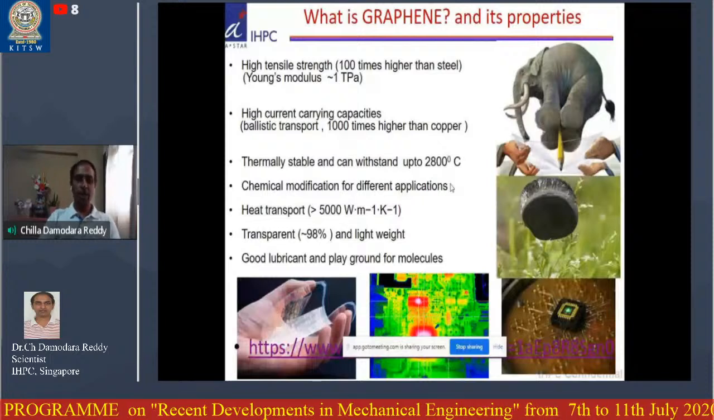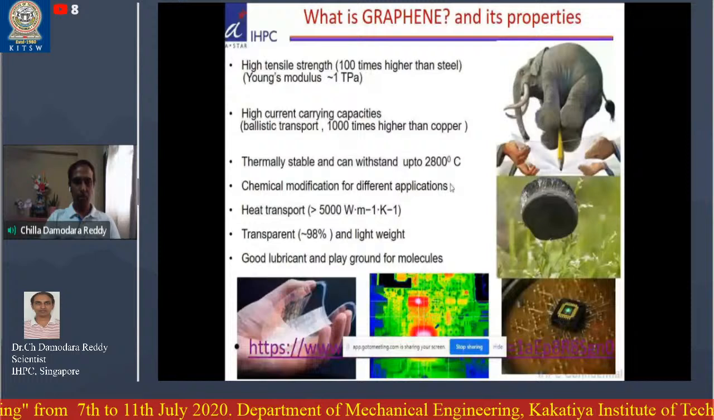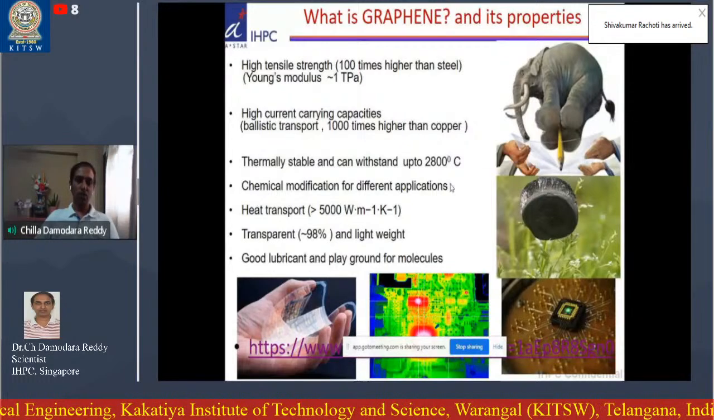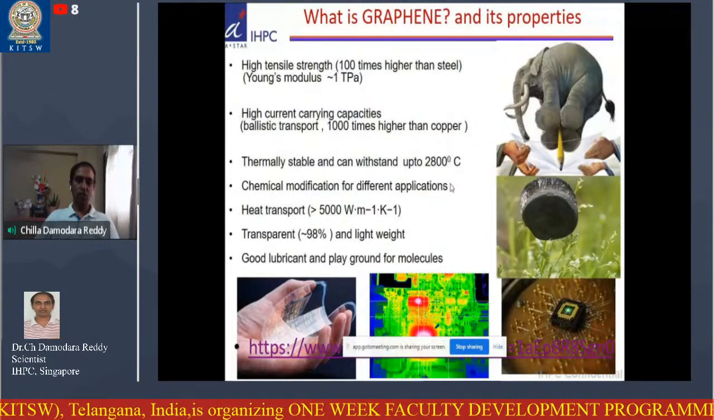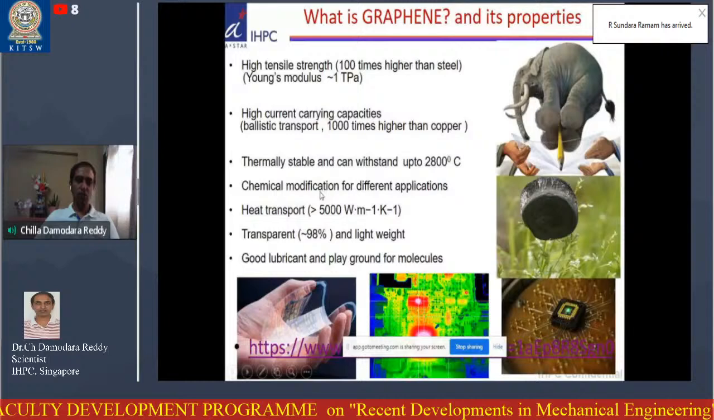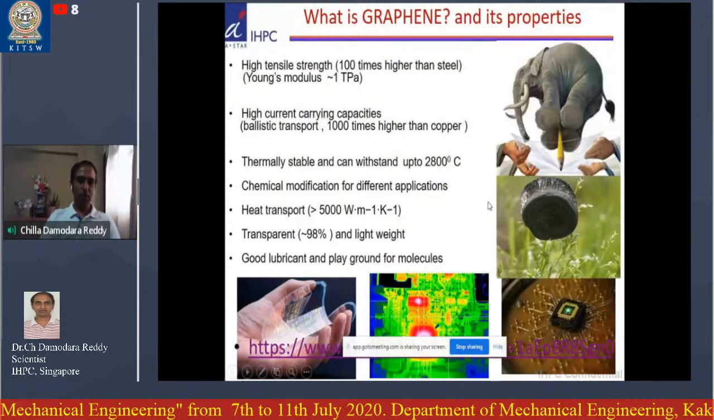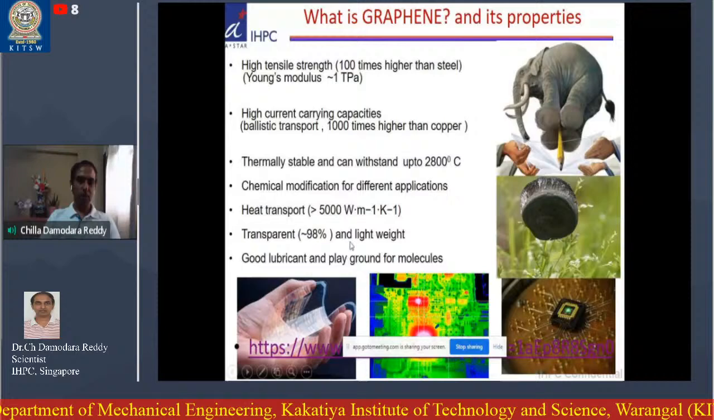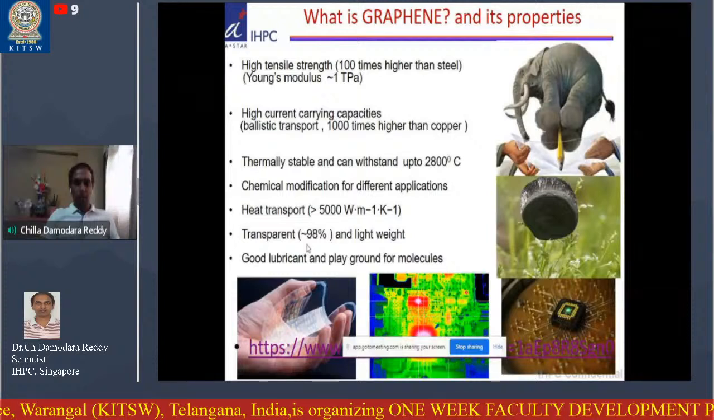And the heat transport is much, much higher than current materials. Suppose you are working on a laptop, it generates a lot of heat. Somehow we need to drive out that heat, so you can use this kind of material so that heat can be directly driven out from the devices. So for heat conducting applications, it is a very good material. And it is very transparent, 98% transparent. That means only 2% it will absorb. So you can use it in sheets for a car and other things, without disturbing the inner structures.